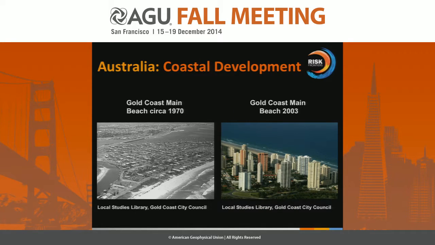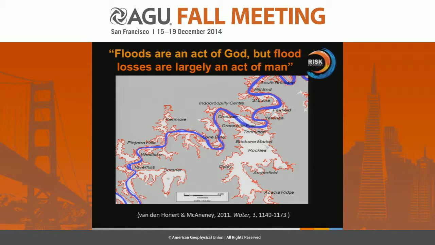And of course in Australia it's the same. This is the Gold Coast, now a popular international tourist area. We can't find any pictures from 1926 because I think there probably wasn't anything to photograph. And so 1970 is the earliest, but again you see a very different urban landscape. This starts the Brisbane floods in 2011.